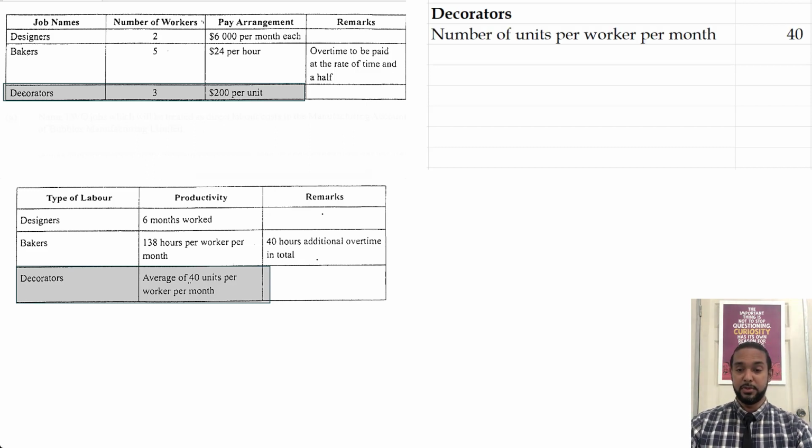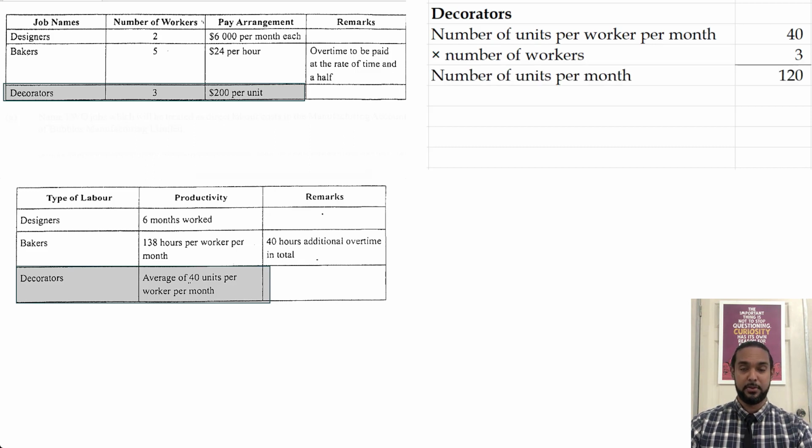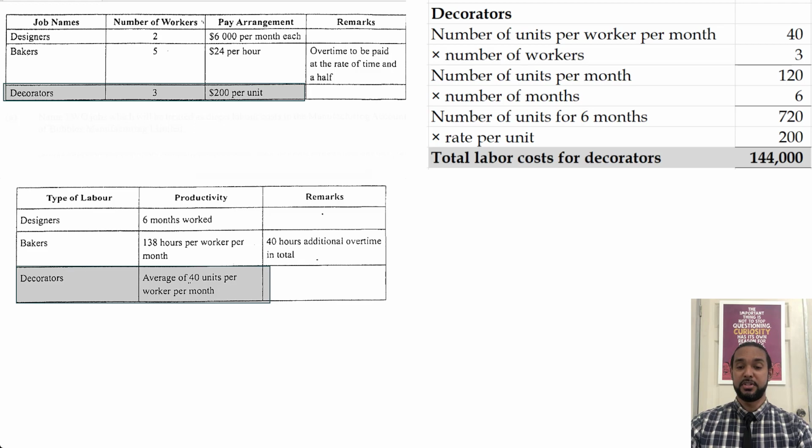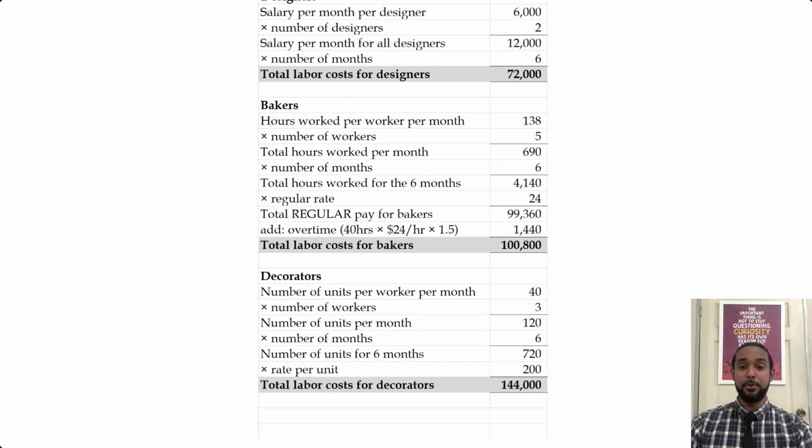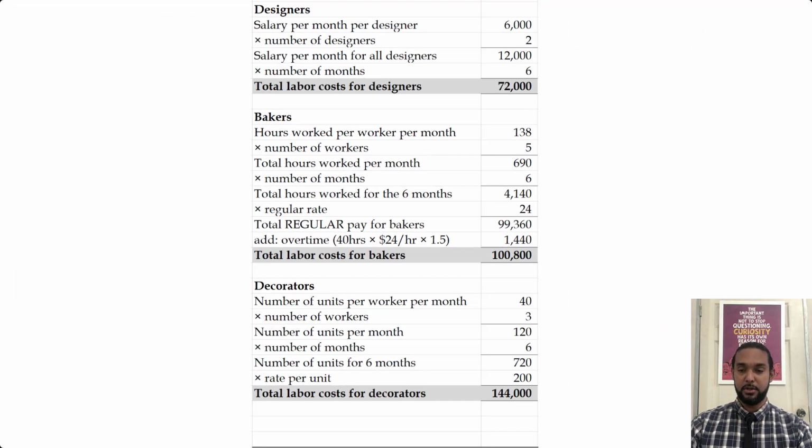We have number of units per worker per month is 40. Multiplied by the number of workers, 3, gives us 120 units per month. We're going to multiply that by the number of months, which is 6, which gives us 720 units over the entire 6 months. And we're going to multiply that by $200, which gives us the total labor cost for the decorators of $144,000. Now what we have to do is add up all 3 of the totals for each subsection, which will give us a total labor cost for the 6 months of $316,800.